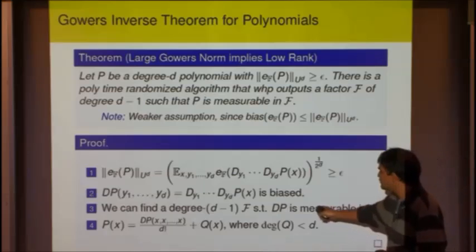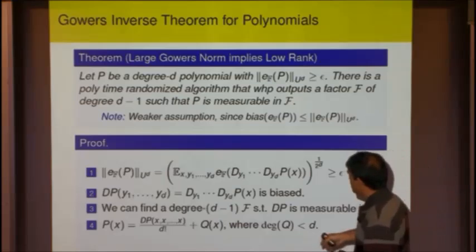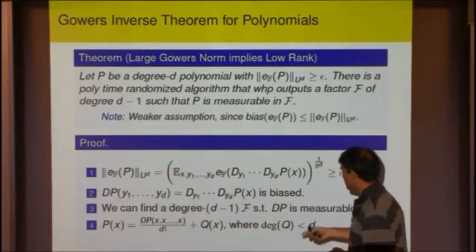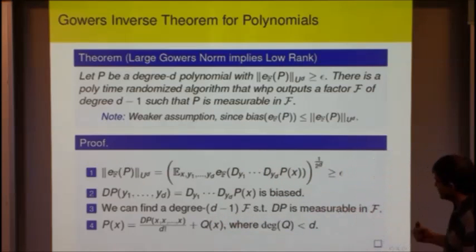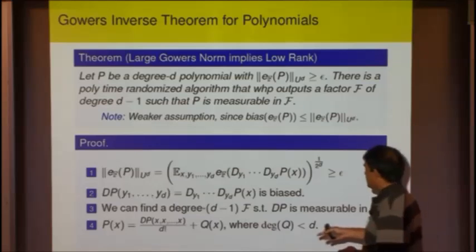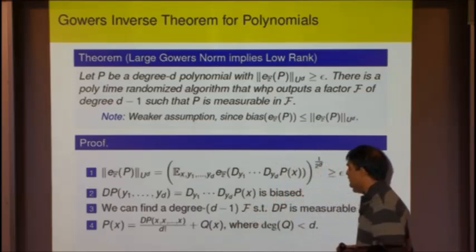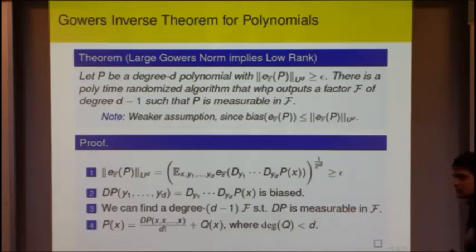And finally, you use essentially Taylor expansion to deduce that p itself is measurable. If this polynomial is measurable, then you can write p of x in terms of its Taylor expansion, and you can get q by making n to the d many samples. So you can basically find q and add q to this factor that we have, and again refine it if necessary, so that ultimately we get that p itself is measurable with respect to that factor.